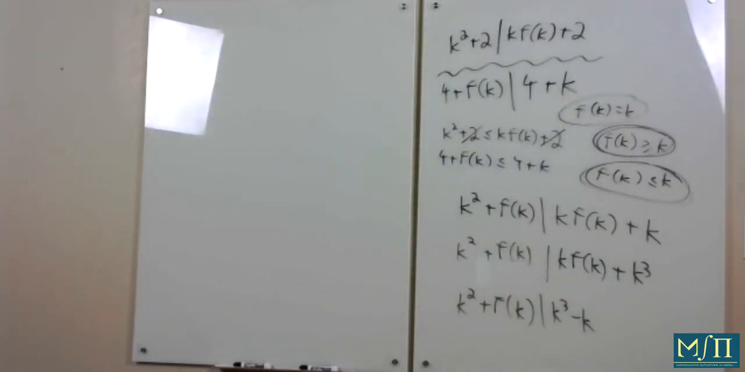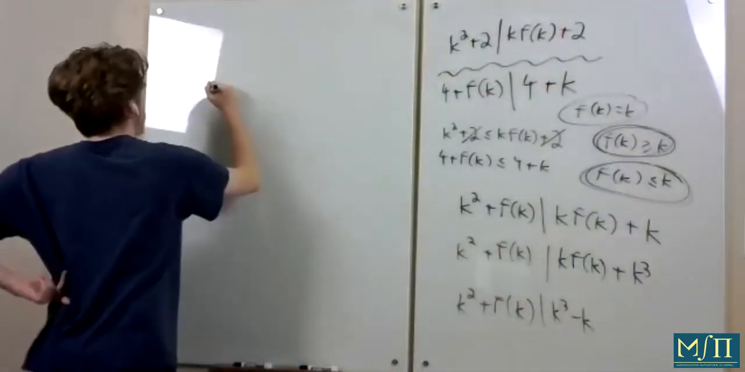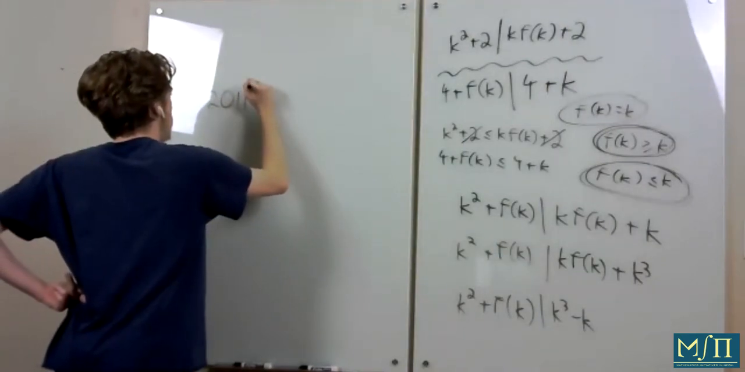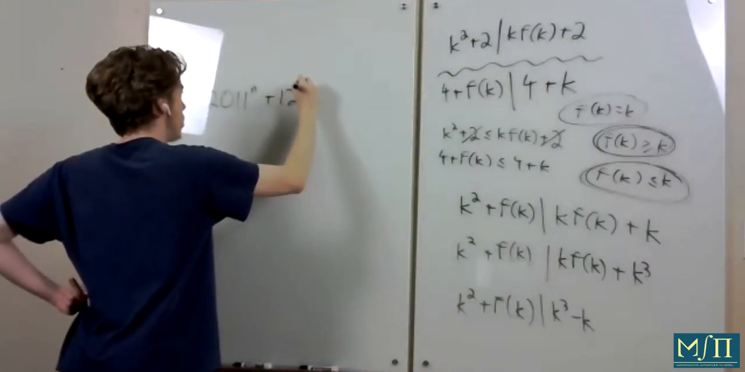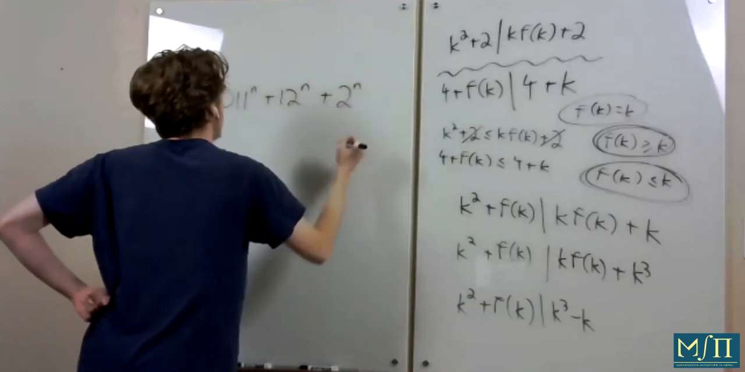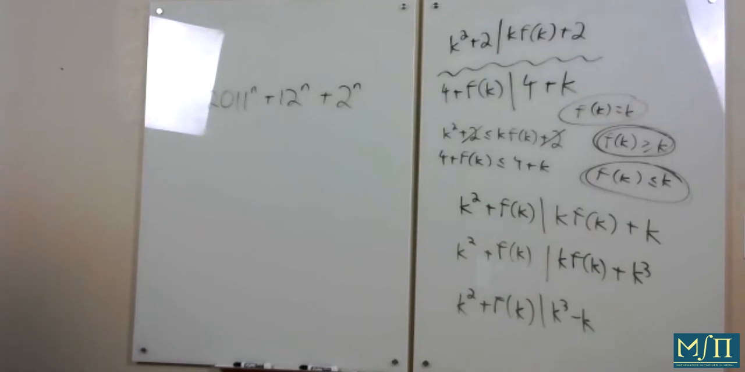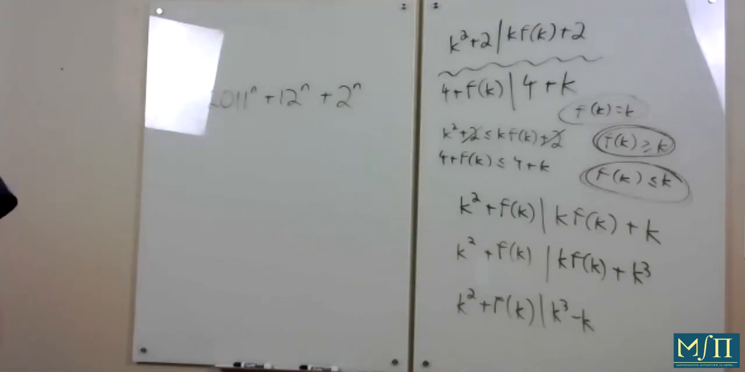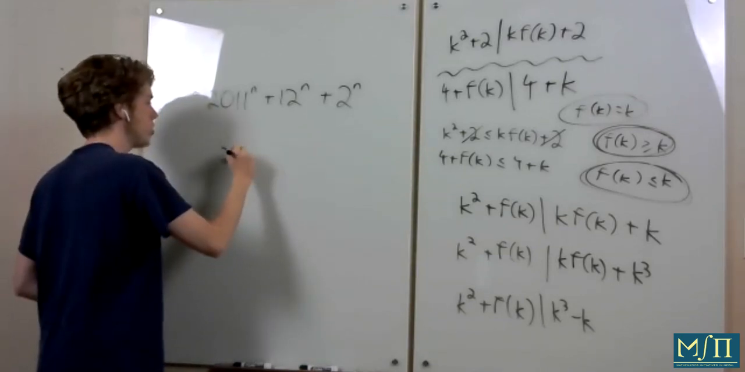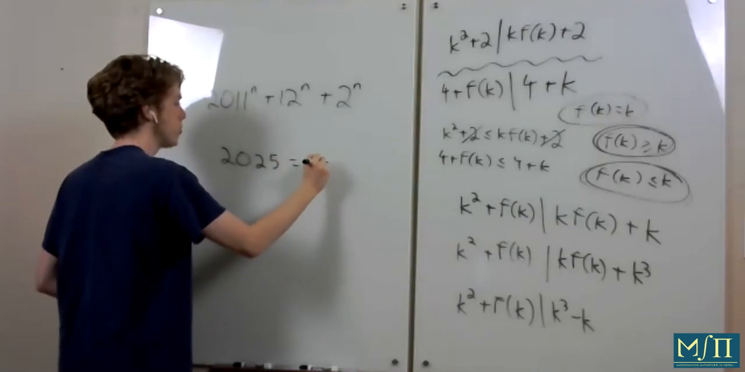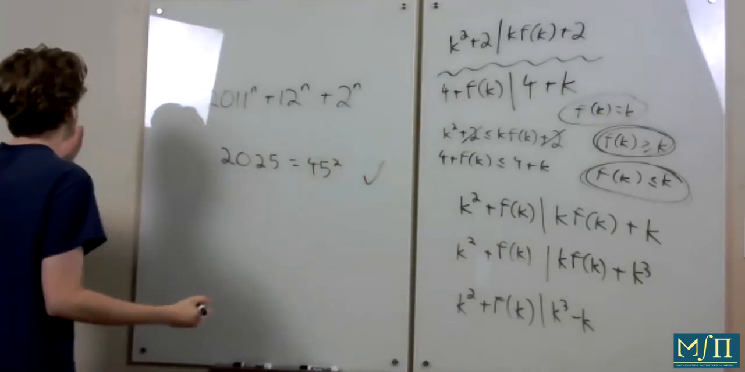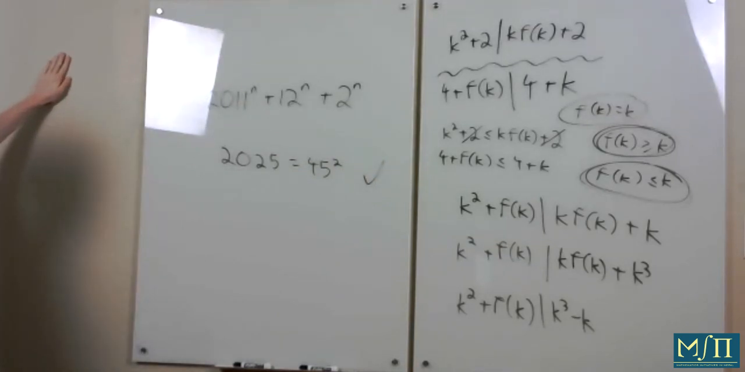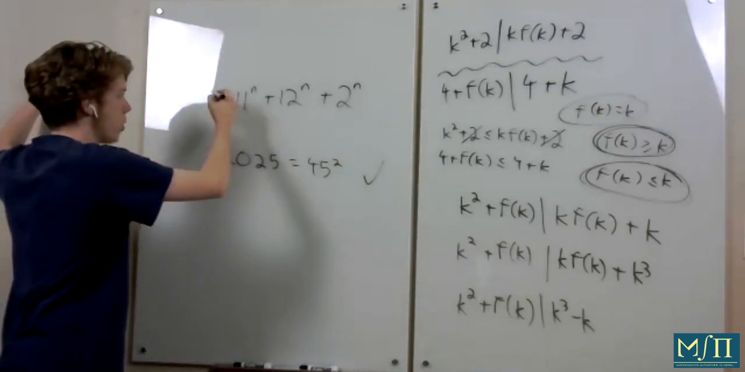Basically we wanted to find all positive integers n to make 2011 to the n plus 12 to the n plus 2 to the n a perfect square. Someone messaged me saying n equals 1, and yes, that is the answer. It is n equals 1 and only n equals 1. If you just plug in n equals 1, you get 2011 plus 12 plus 2, which is 2025, which is 45 squared. So that works. And again, you would want to be careful to say n equals 1 is the answer. We can see n equals 1 works by doing this.